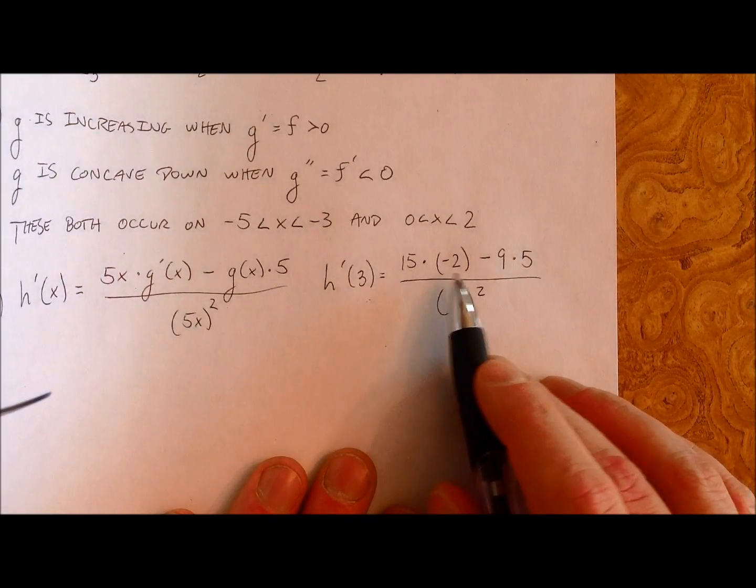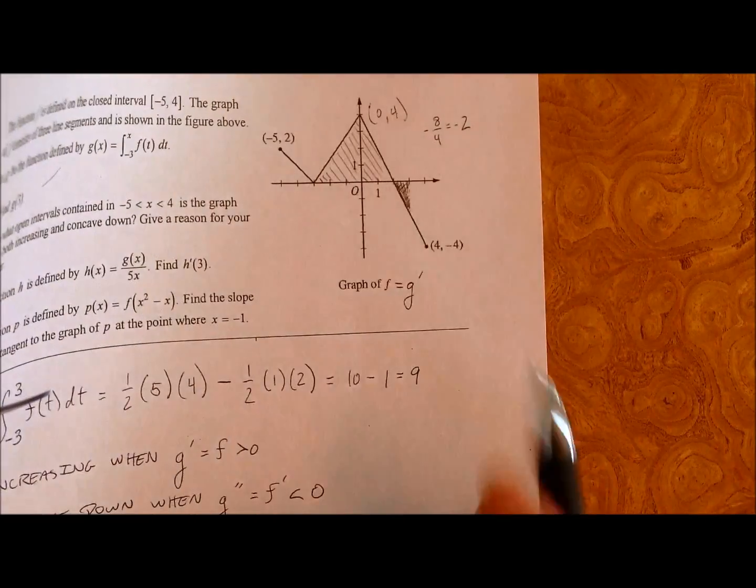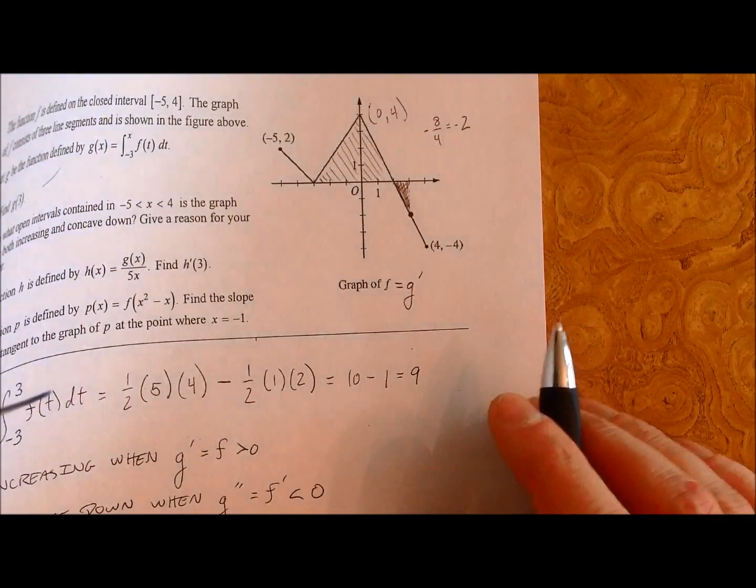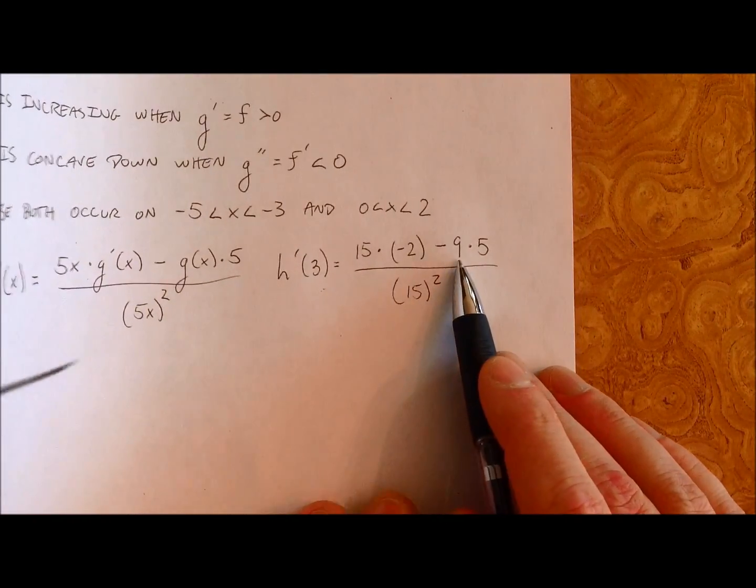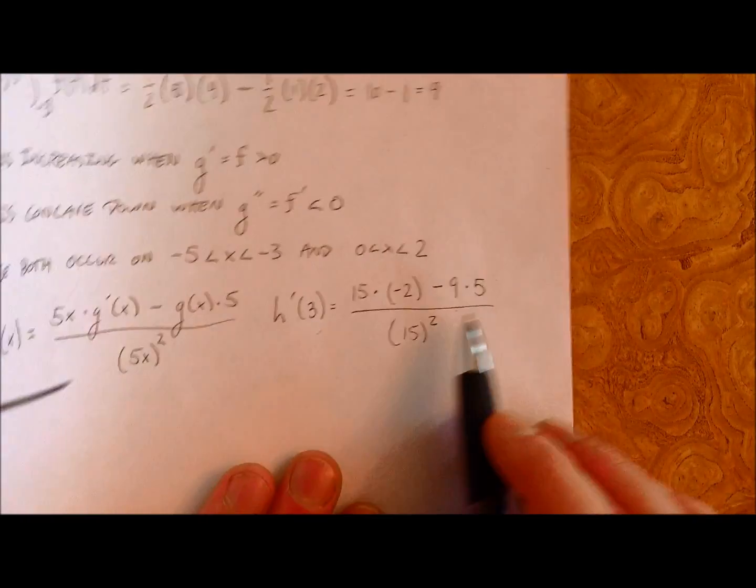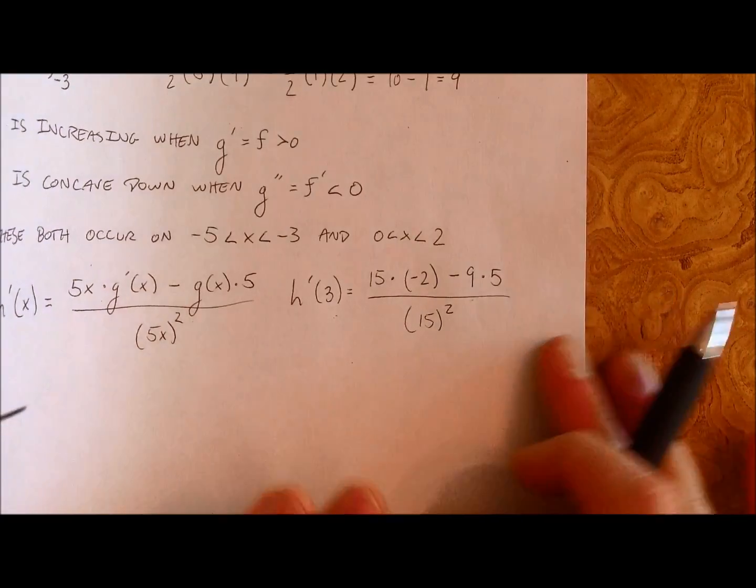The reason I know this is because I know that g prime is f, and f of 3 is -2. I can see it on the picture. I've already had to use that dot right here in an earlier part of the problem. And the reason I know to put the 9 here is because I imported that from part A. At this point I'm not going to simplify that, and that's the final answer for part C.